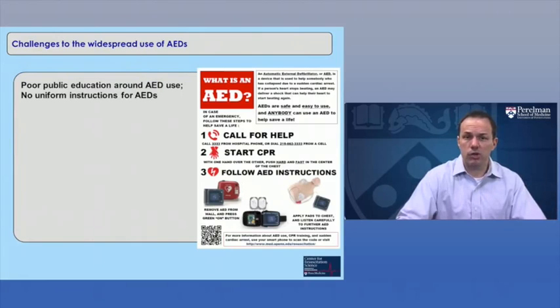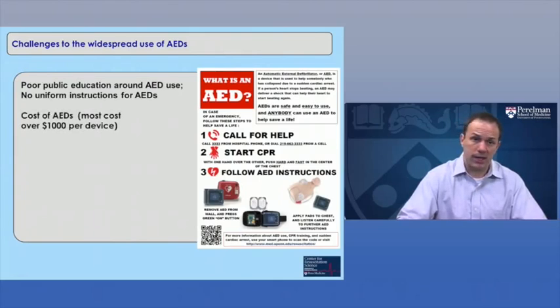So for example, I show you here a poster that we use at our hospital to instruct members of the public of how to use AEDs. These posters are not commonly placed, and more importantly, when placed, every hospital, every healthcare system has a slightly different design. Standard signage and messaging would be really helpful, but doesn't yet exist.